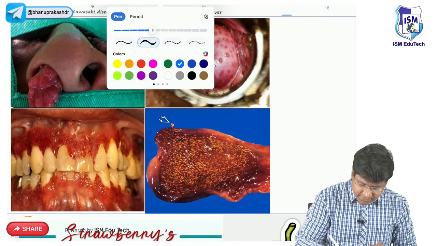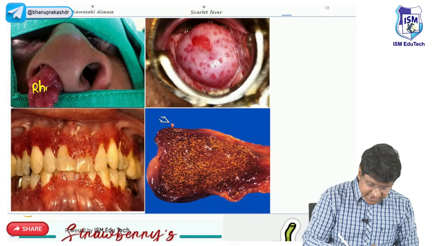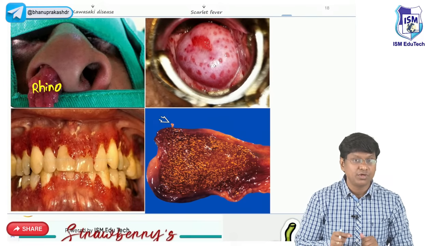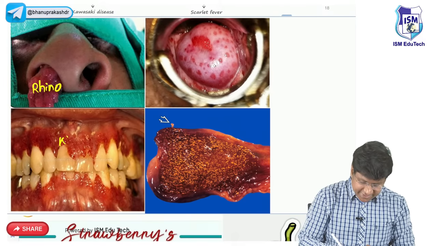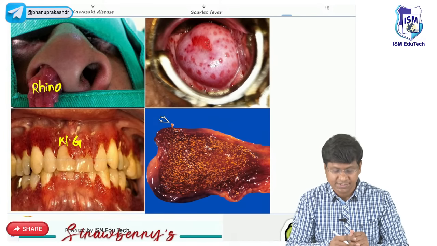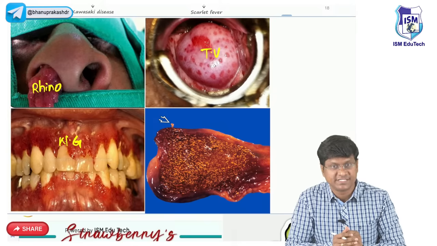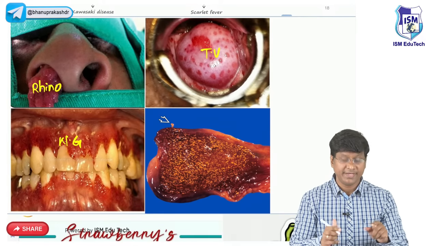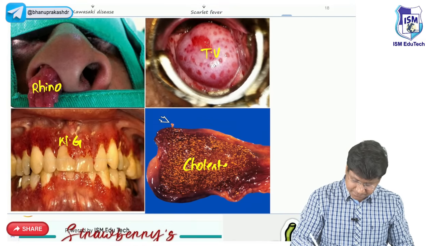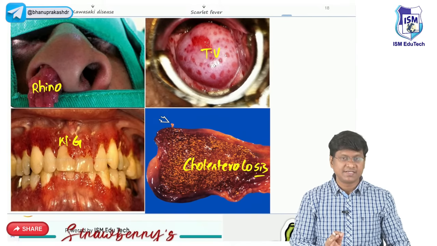Now take the strawberry nose. Strawberry nose is present in rhinosporidiosis, right? Whereas the strawberry gingiva is present in Wegener's granulomatosis or granulomatosis with angiitis. Then strawberry cervix is present in Trichomonas vaginalis. And strawberry gallbladder is present in cholesterolosis. Okay, so these are some of the strawberries.